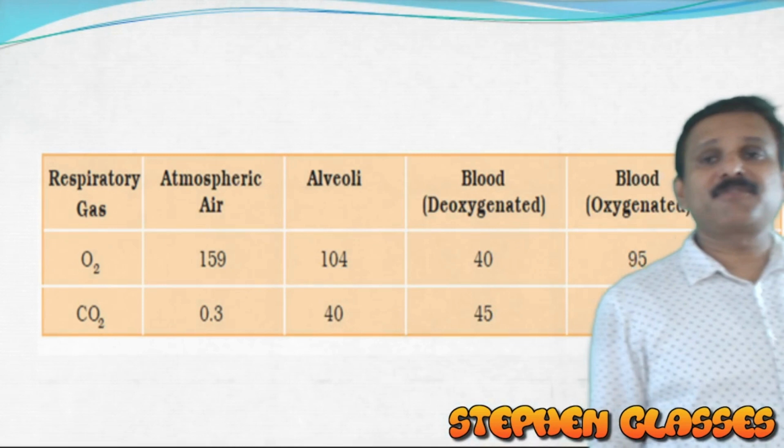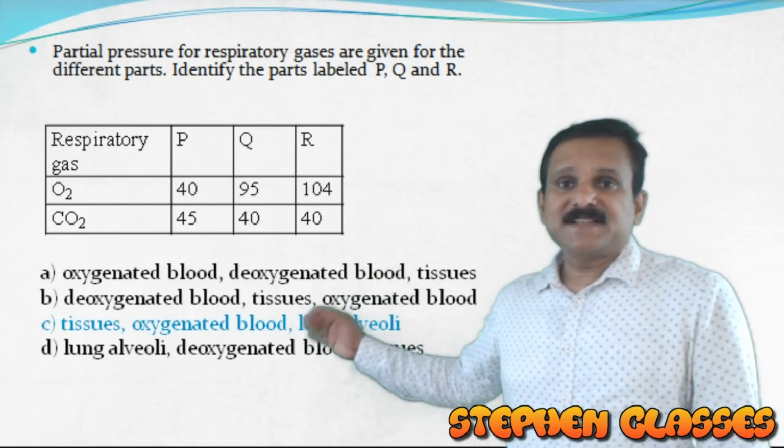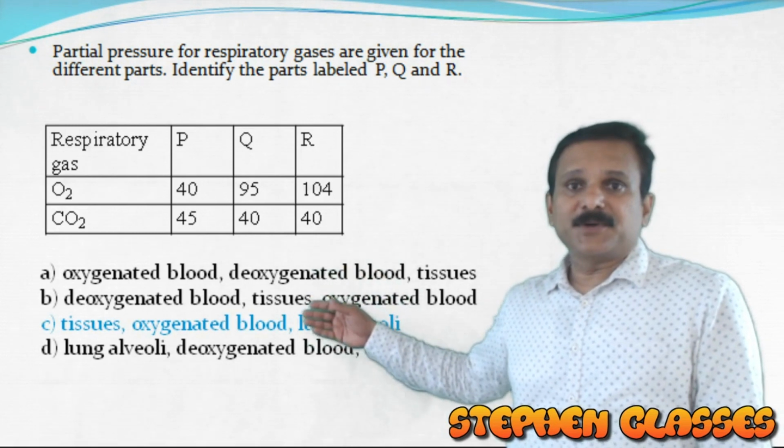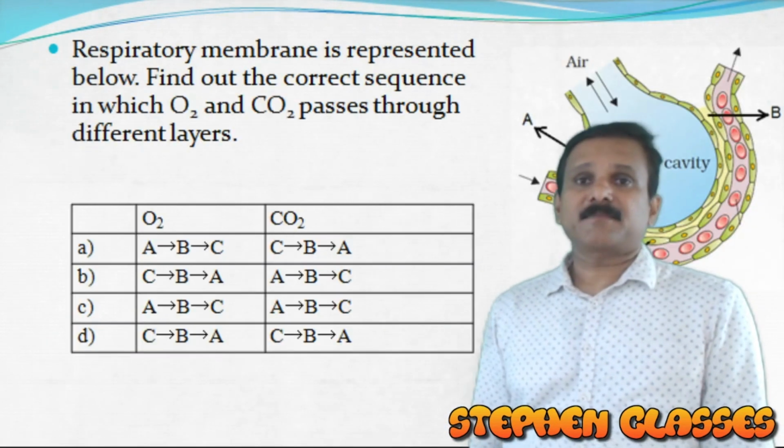Now we have a question for you. So in this question, the correct answer will be option C. So PO2, PCO2, the correct option will be C only. We move to our next question.